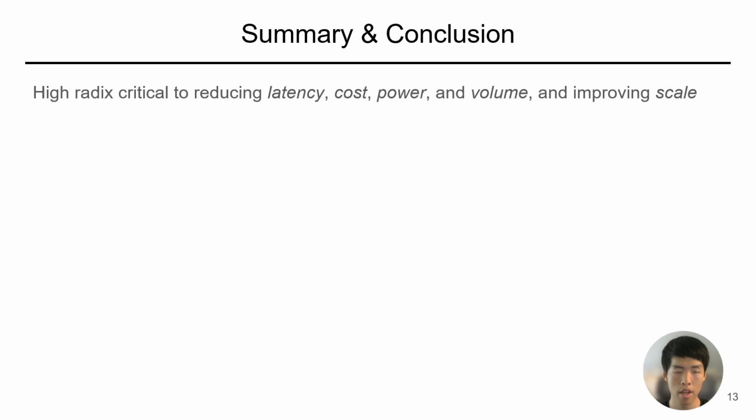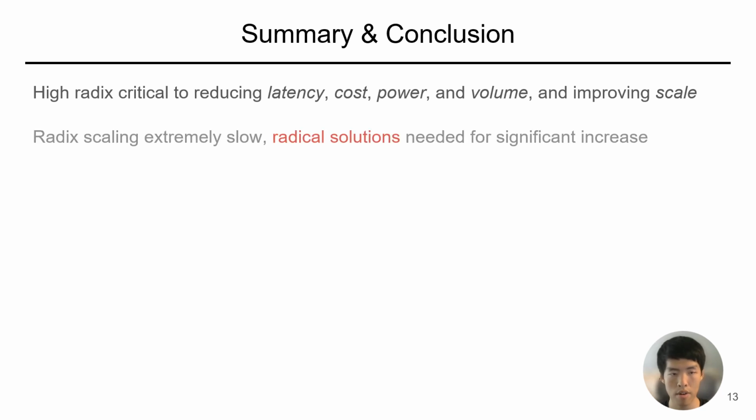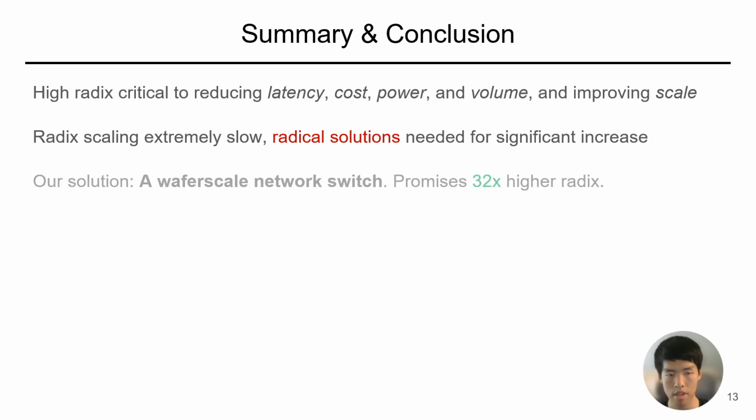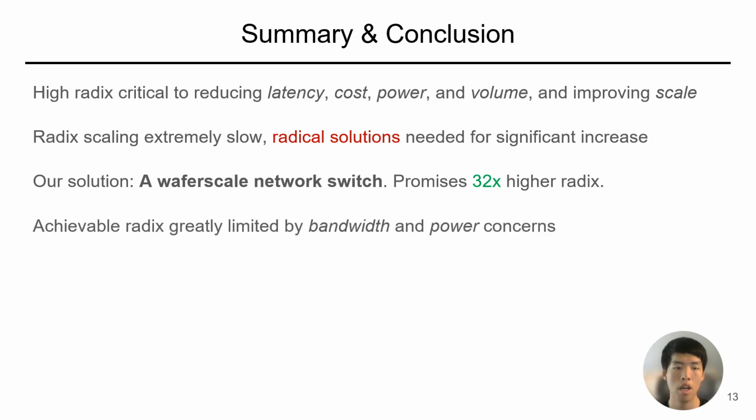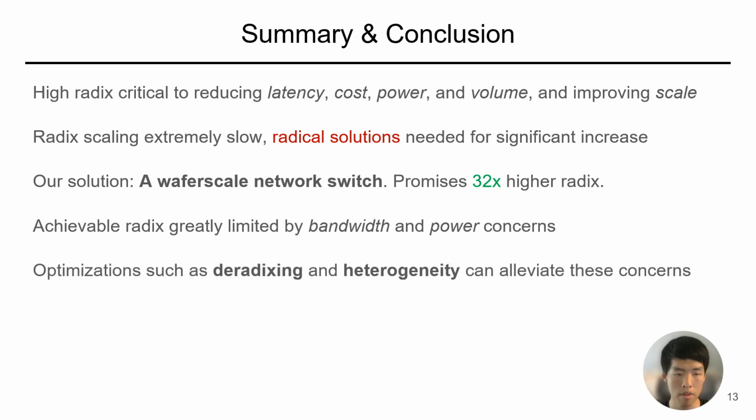In summary, high radix is critical to reducing latency, cost, power, and volume, as well as improving scale. However, radix scaling is extremely slow, so radical solutions are needed for a significant radix increase. We propose a Waferscale network switch, which promises 32x higher radix. However, the achievable radix is greatly limited by bandwidth and power concerns. We propose optimizations such as deradixing and heterogeneity to alleviate these concerns.